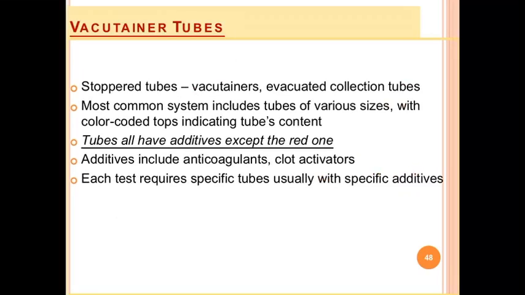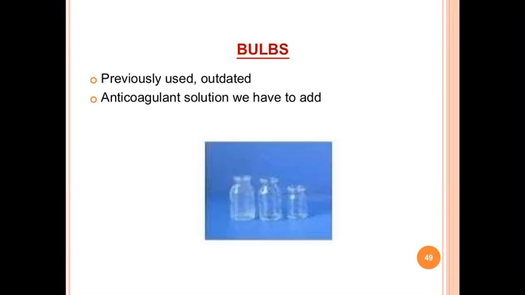Now for the collection, two things are available, vacutainer and the bulb. So vacutainer is a stoppered tube, an evacuated collection tube. The most common system includes tubes of various sizes with a color coded top indicating the tube's content. The tubes all have an additive except the red one. Additive includes the anticoagulant and the clot activator. Each test requires the specific tube with the specific additive.